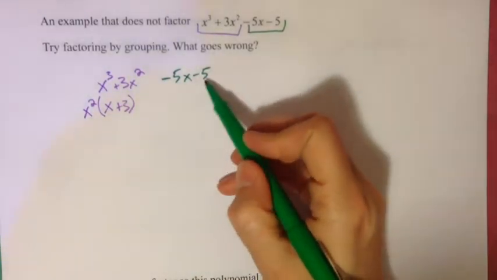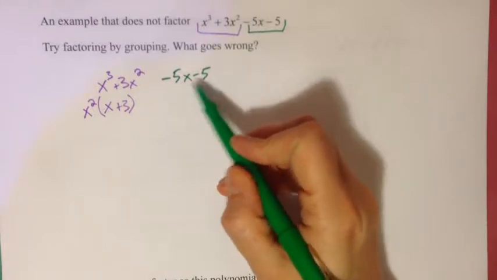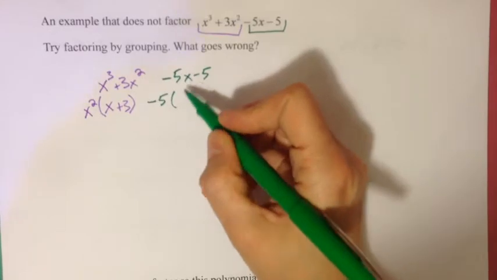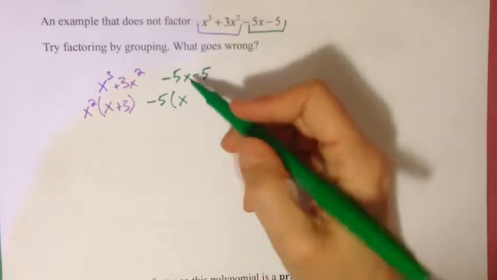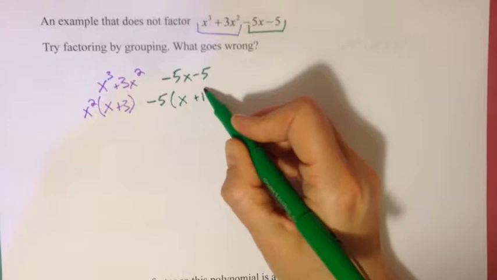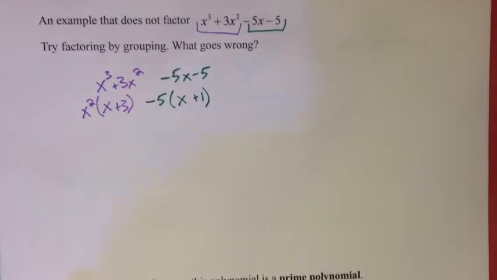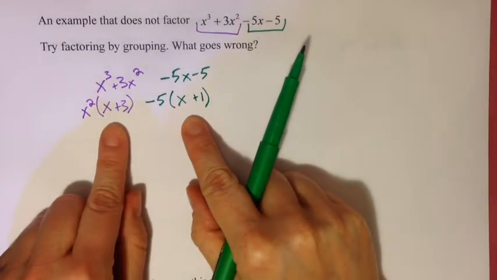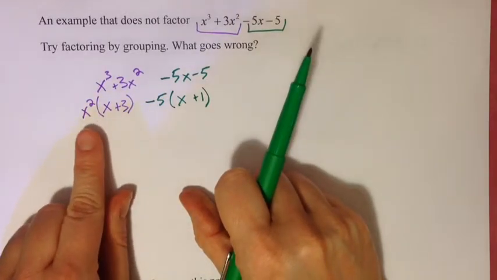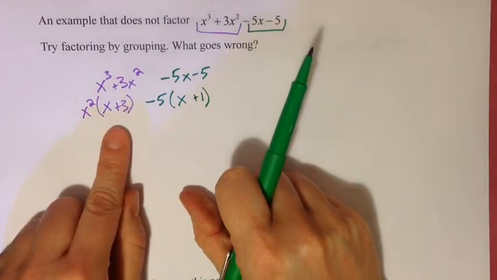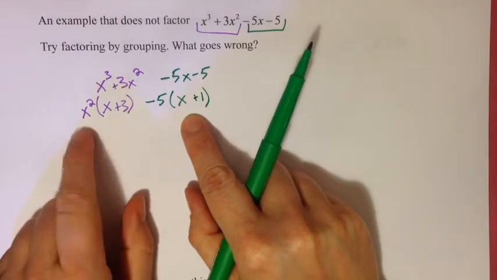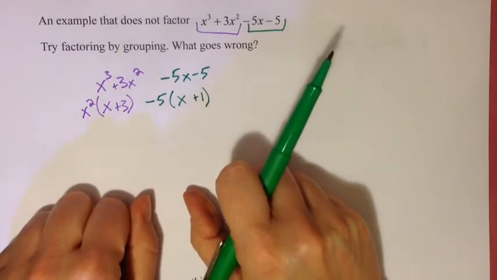In my next pair, I see that I've got a negative 5 in both terms, so I'm going to factor out a negative 5, which leaves me with an x in the first term and a 1, remember that placeholder 1 that we need, from the second term. So far so good. We haven't done anything wrong. But now when I stop and look at it, I see that these two aren't the same. My first term has an x squared multiplied by an x plus 3. My second term is a negative 5 multiplied by x plus 1. These don't have anything in common.